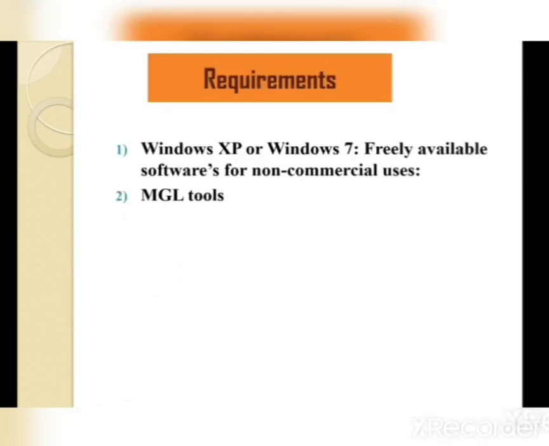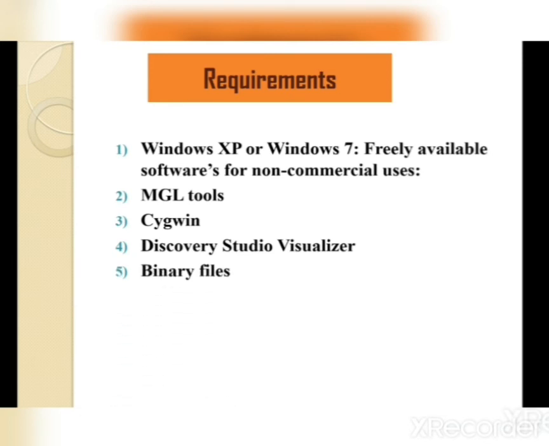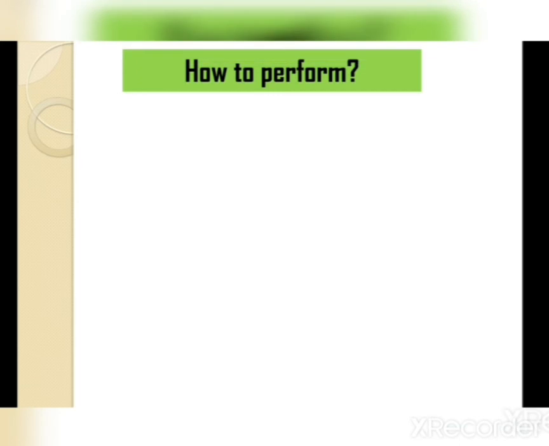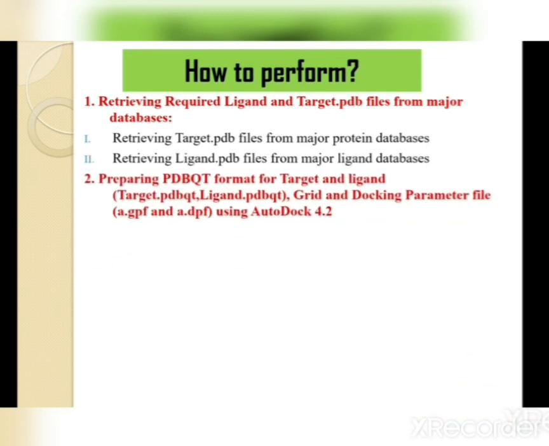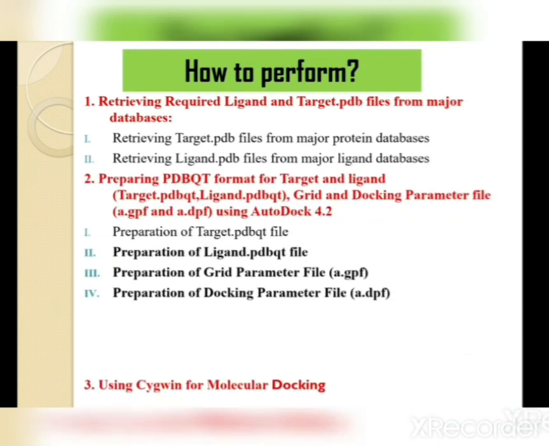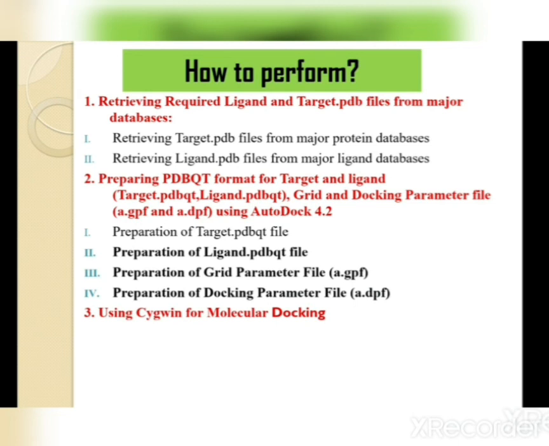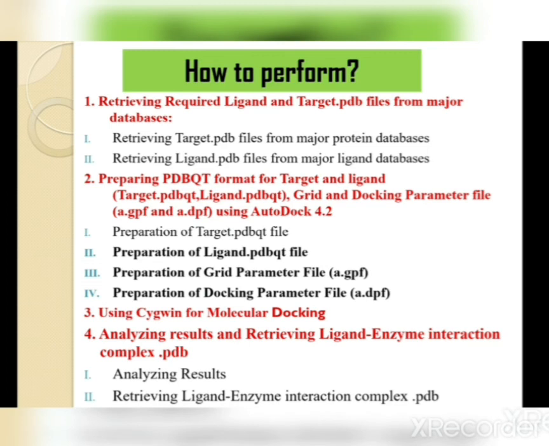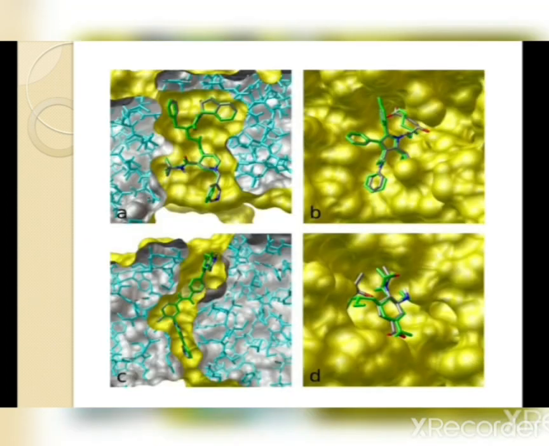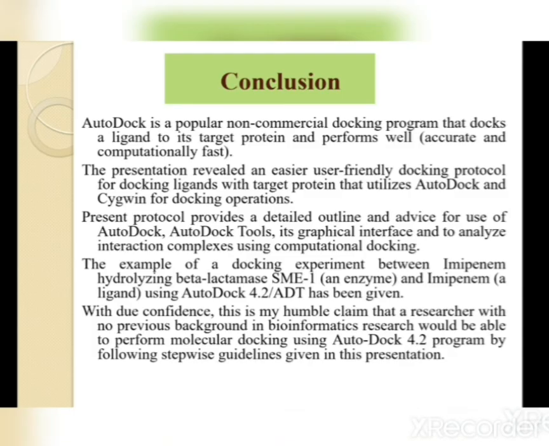Requirements: Windows XP or Windows 7, MGL Tools, Cygwin, Discovery Studio Visualizer, binary files, and Java. These six are required. How to perform? First, we have to retrieve the ligand and protein data files. Then we have to prepare PDBQT format files of the ligand and protein. Then we can perform molecular docking. Then analyze the ligand-enzyme interaction results. This will be the results.